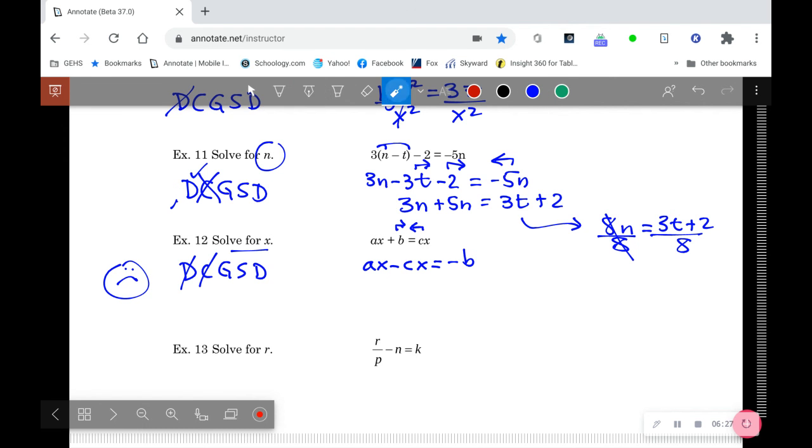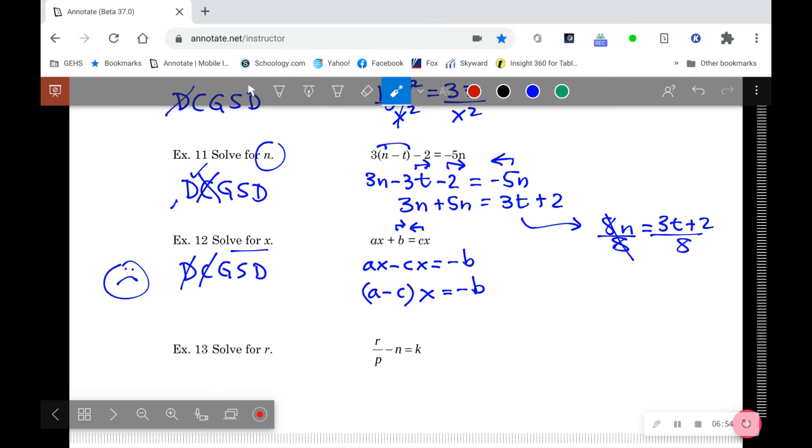Now, in the previous problem, when we had 3n plus 5n, we wrote 8n. That's because we know what 3 and 5 are, and we also know the new number, 3 plus 5 gives 8. But down here, where I don't know what a is and I don't know what c is, the best I can do is write the difference here as a minus c. So this is going to be a minus c times x.